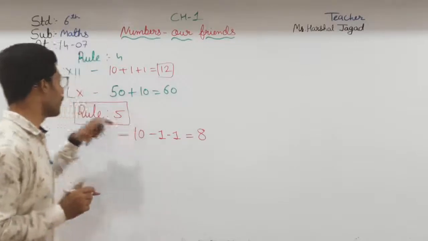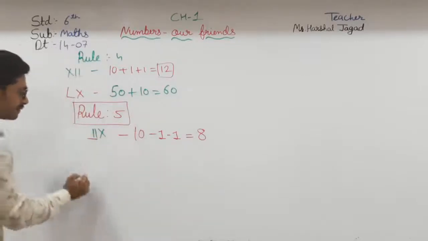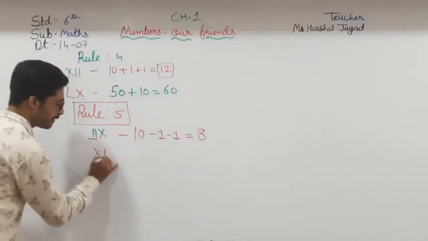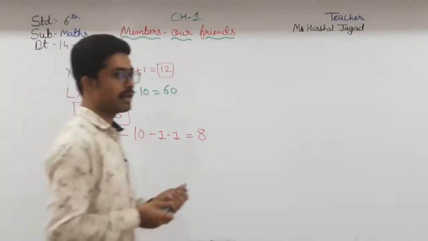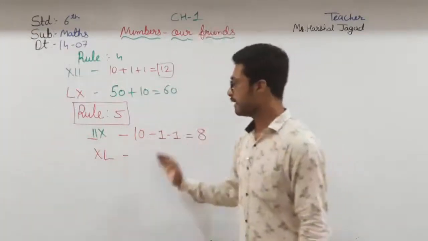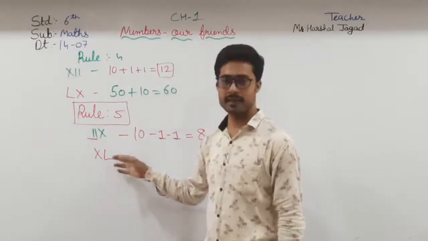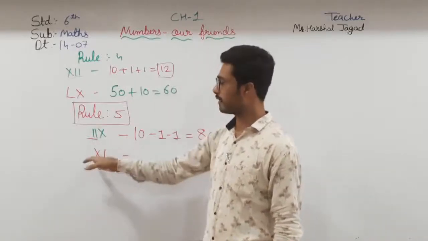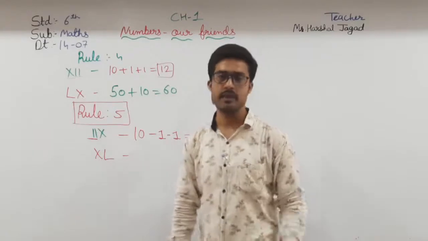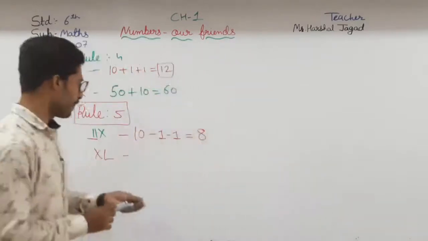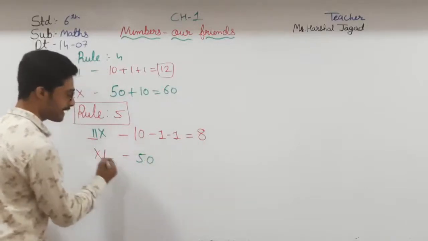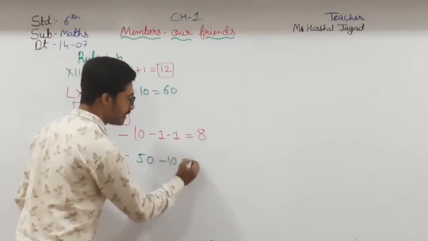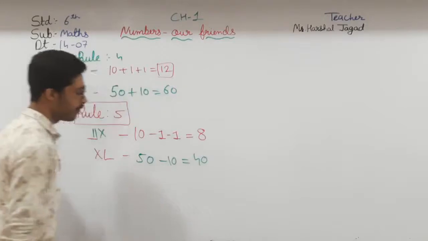Now moving towards this one, if I say XL, it is given XL. Here the larger value is on the right hand side and the smaller value is on the left hand side. L value is 50 and X value is 10, so the answer will be 40.